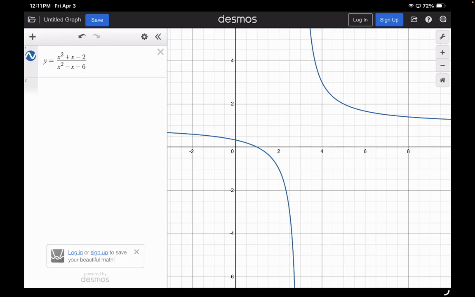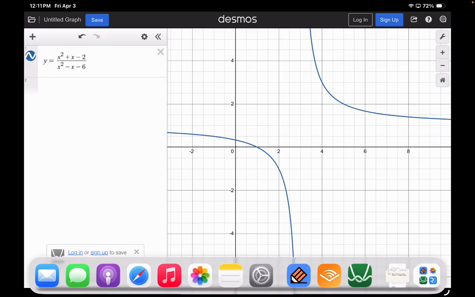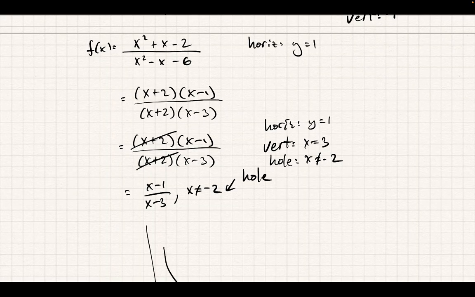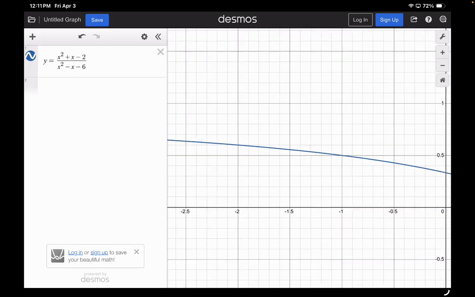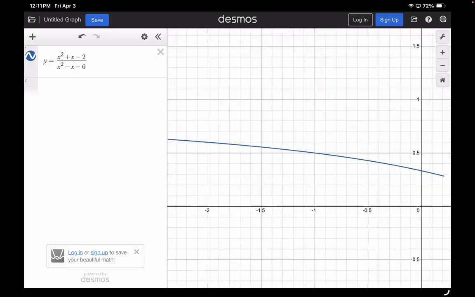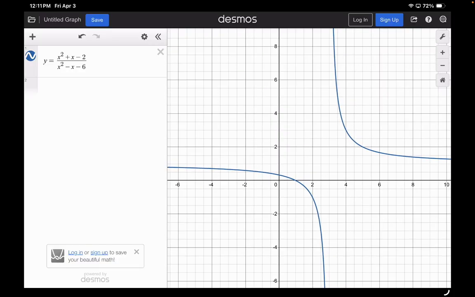I think originally x equals -2 would also be a vertical asymptote. Yeah, so x equals -2. Right, so here's my Desmos. There's a hole, but the graphing utilities don't show the hole. Is there a vertical asymptote there? No, the cancellation means there's no vertical asymptote there.